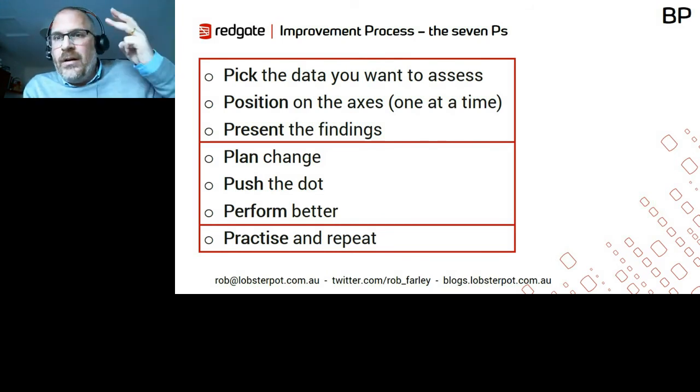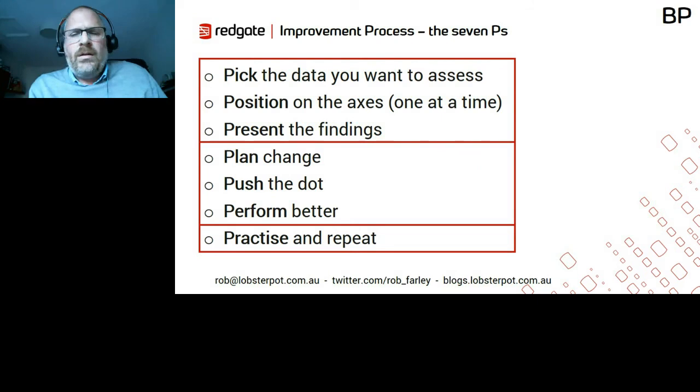We've got 3 for figuring out where we are. We've got 3 for figuring out where we want to be and how to get there. And then we've got 1 that says this has to be an ongoing process. We've got to keep doing this, over and over. We're going to make the world better, the world of data within our organization.